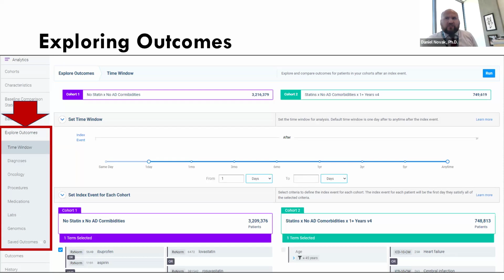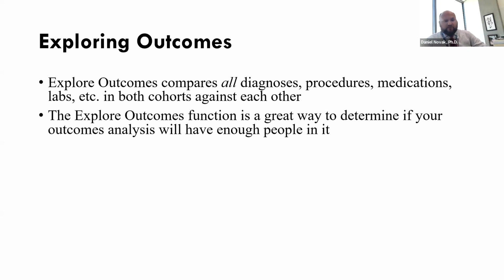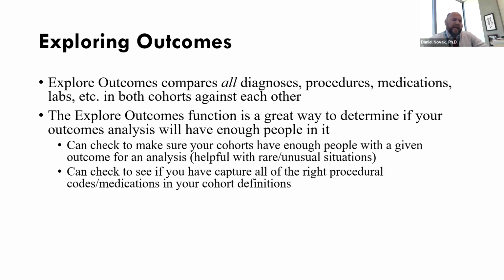You'll see that the window looks just like the characteristics, but a key difference is that it explores all outcomes in the future. The characteristics looks into the cohorts' past. The exploring outcomes compares all diagnoses, procedures, medications, labs going into the future. It just compares everything against everything in both groups. It's a great way to determine if you're going to have enough people. And that can help, again, with spotting rare or unusual situations that could be potential confounders. And you can check to make sure that you've got all the right procedural codes and medications in your cohort.